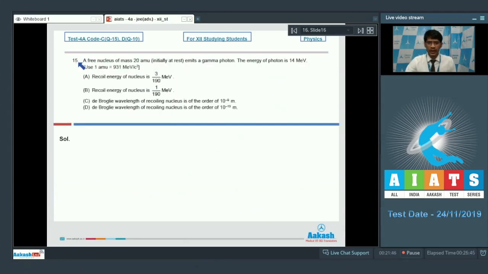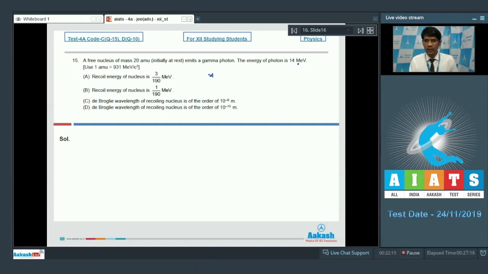In question number 15, a free nucleus of mass 20 AMU initially at rest emits a gamma photon. Energy of the photon is 14 mega electron volt. Use 1 AMU is equal to 931 mega electron volt per c square. Well, here we need to find out the recoil energy of the nucleus and the de Broglie wavelength corresponding to the recoiling nucleus.